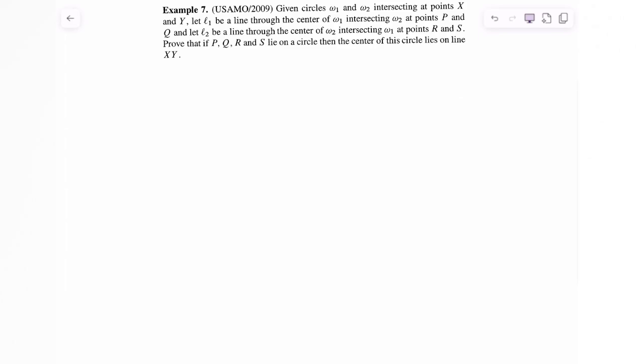So last question of the exercise. What we have is this USAMO question from 2009. Given circles W1 and W2 intersecting at points X and Y, so let's just get to it.